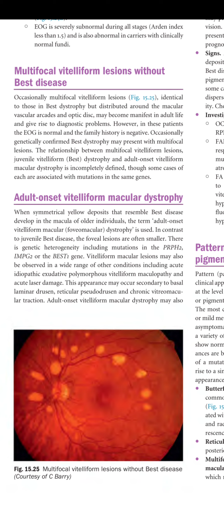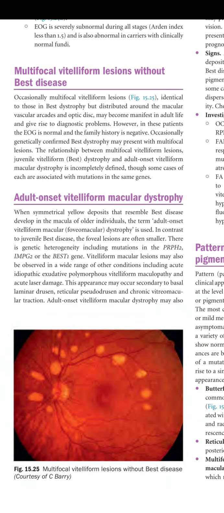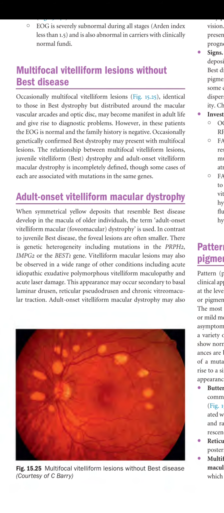So this was around the macula but not involving the macula, but adult onset is involving the macula in the older individuals. The term adult onset vitiliform macular foveomacular dystrophy is used. In contrast to juvenile Best disease, the foveal lesions are often smaller. There is a genetic heterogeneity, including mutation in the PRPH2, IMPG2 as the best known genes.